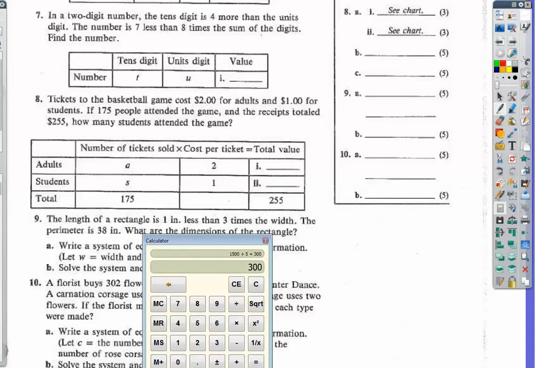We know the number of tickets times the cost per ticket will give me the total value, right? So I know that we have 2a right here, because a times 2 is 2a. Fairly straightforward, huh? S times 1 is just s. My goodness, that's an easy 6 points right there. And so then I know that 2a plus s is equal to 255. And I also know, based on this, that a plus s is equal to 175.